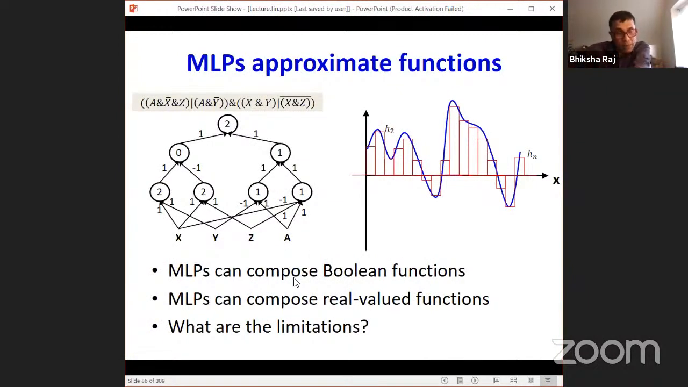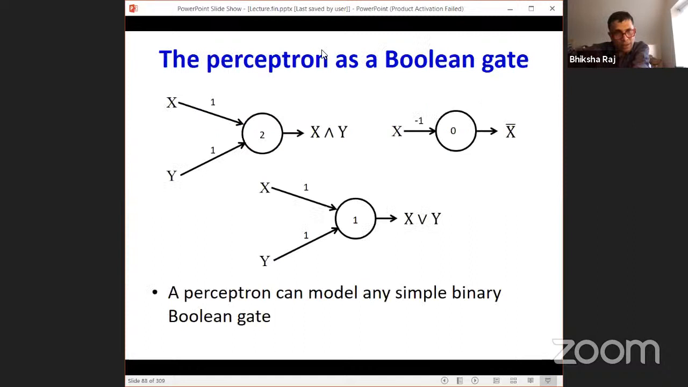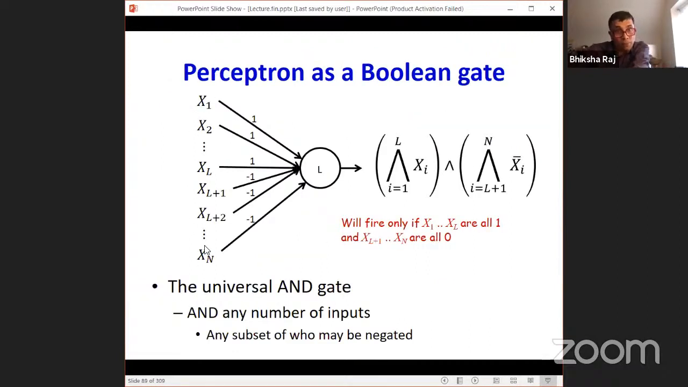We've already seen an MLP can compose Boolean functions, can compose real value functions. But are there any limitations? What are the limitations? Let's start with the Boolean functions. How well do MLPs model Boolean functions? We've already seen a perceptron can model any simple binary Boolean gate. But here is something more complex that a simple perceptron can do.